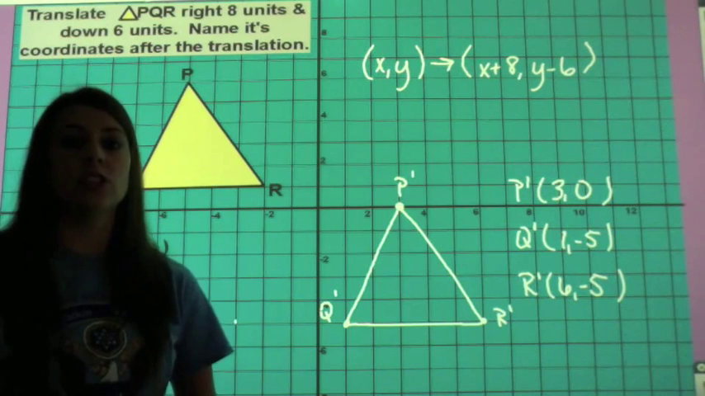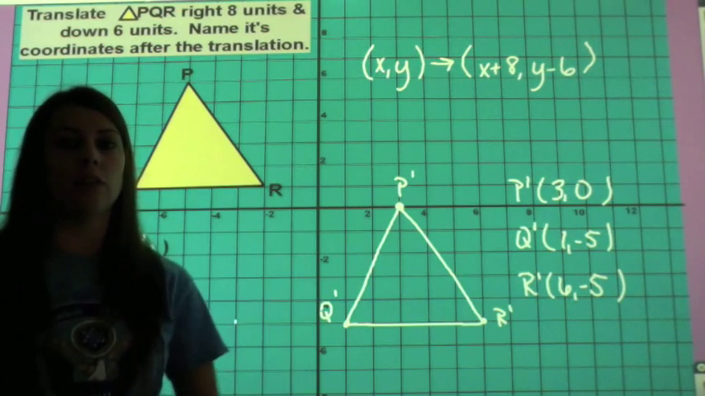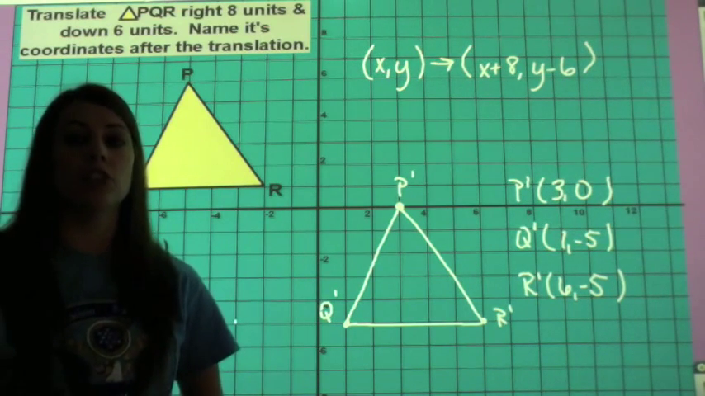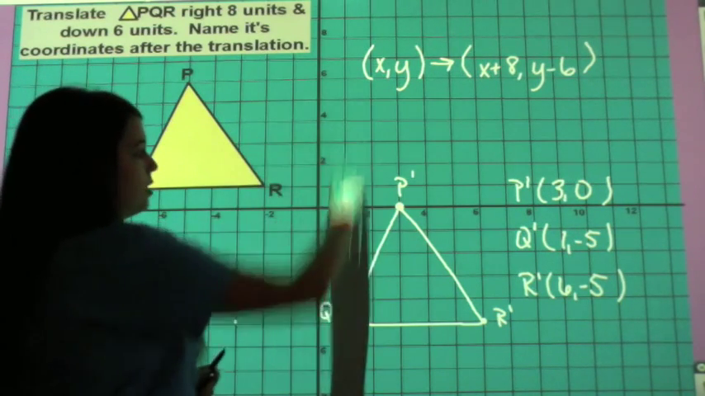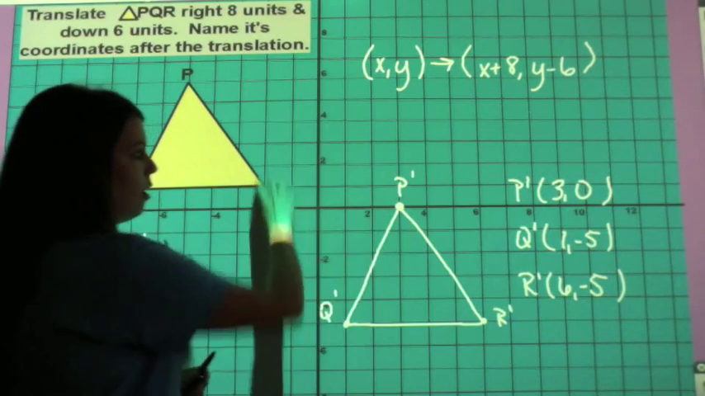Remember, translations are just a slide around the coordinate grid. Think of playing chess or strategizing chess. You're just sliding figures around a coordinate plane.